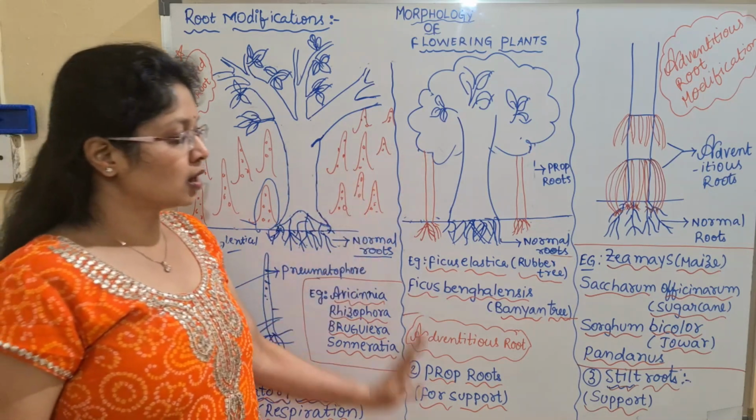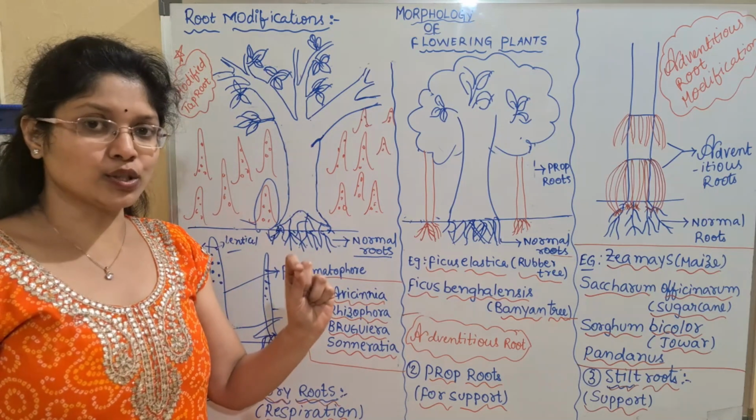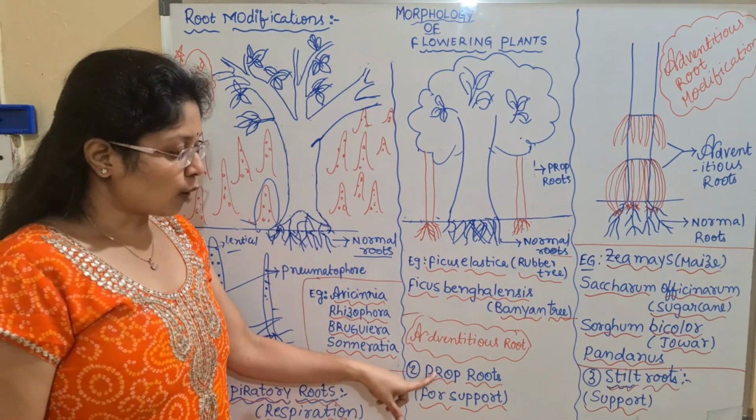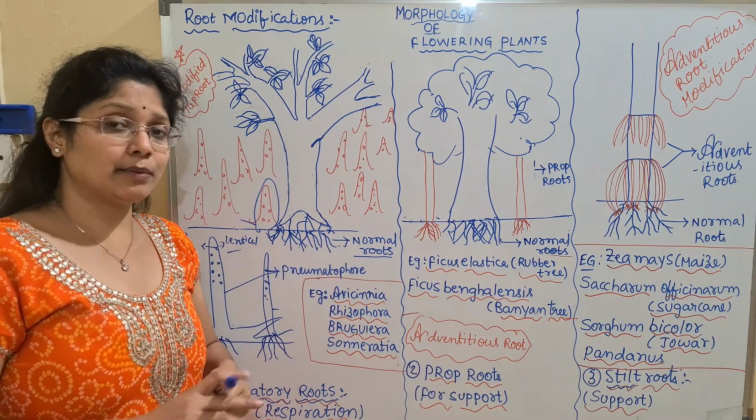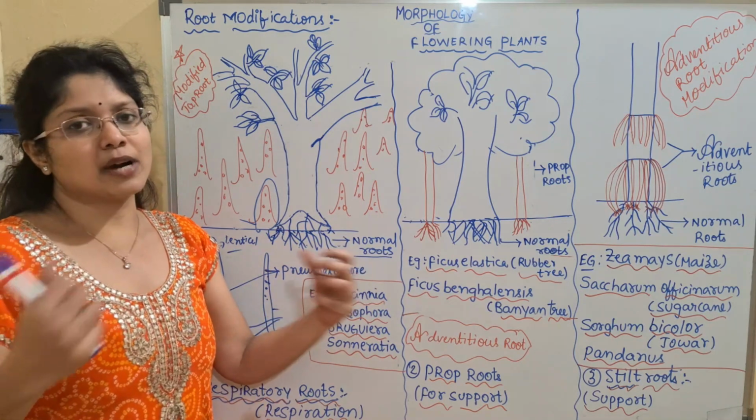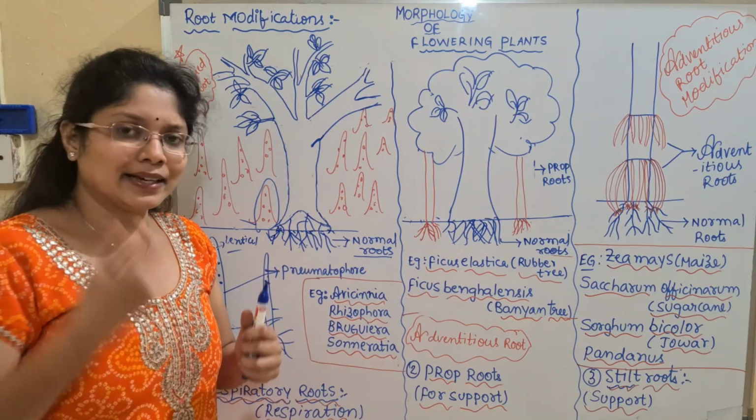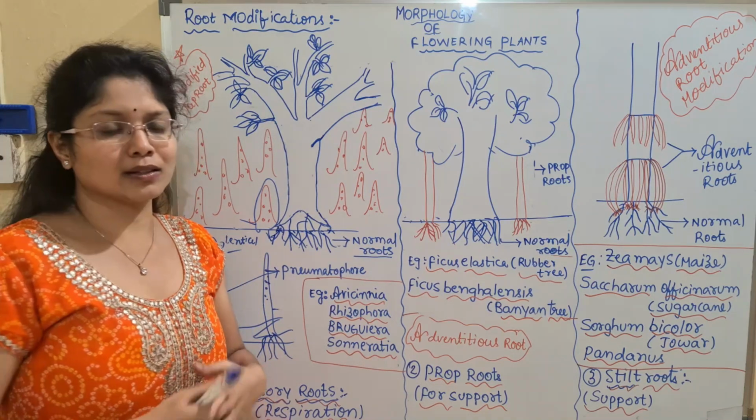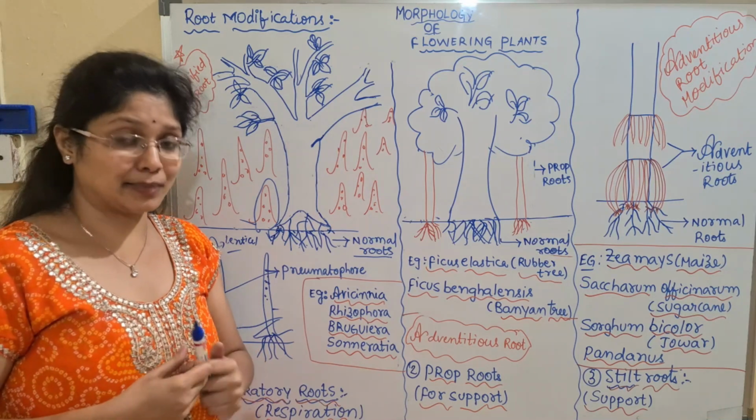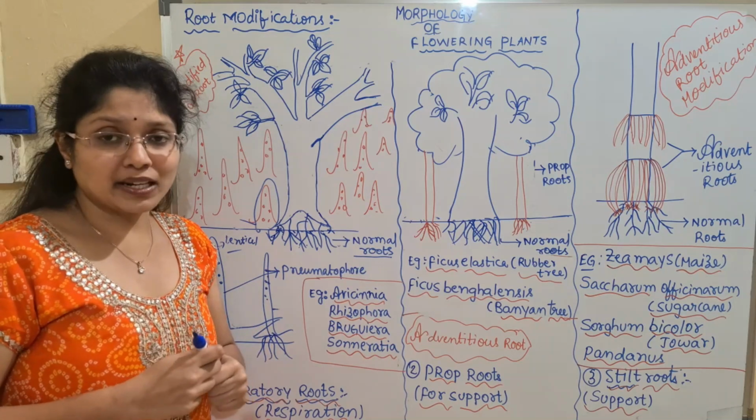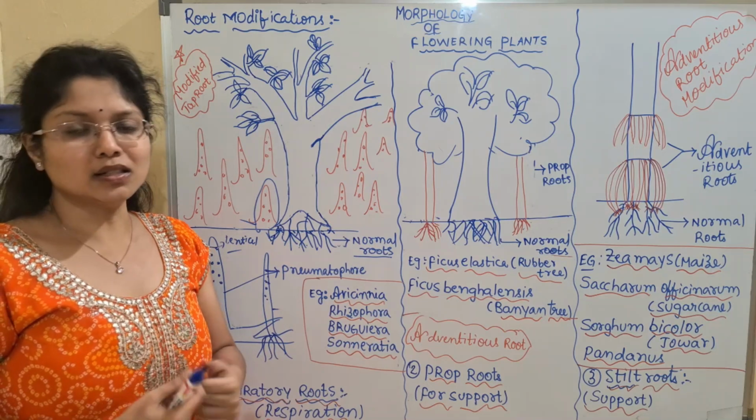Next, coming to the two types of roots now, we have the prop roots and stilt roots. Both are for support. Prop roots are the pillar-like thick roots which are meant to support the heavy branches of the plant. And stilt roots are slightly thin and help in the support of weaker stems. Some plants which are weak, like grasses, mainly the family Graminae, have weaker stems, and those plants are supported by stilt roots.